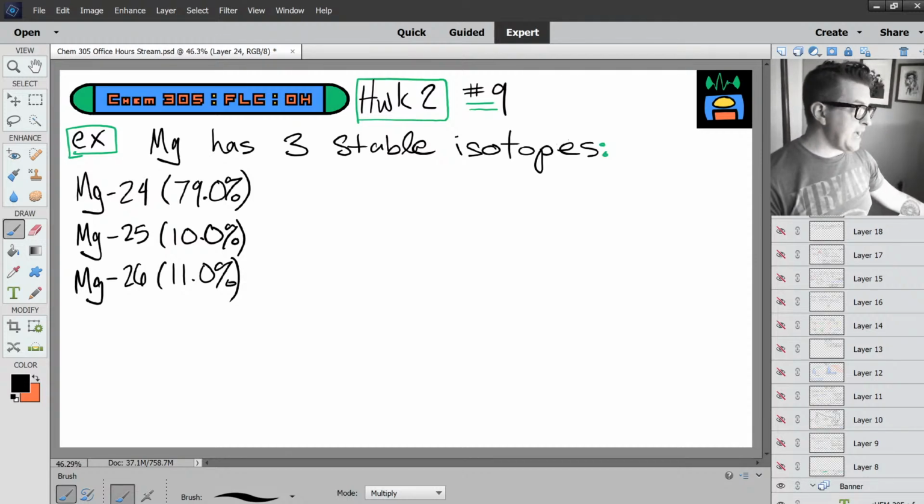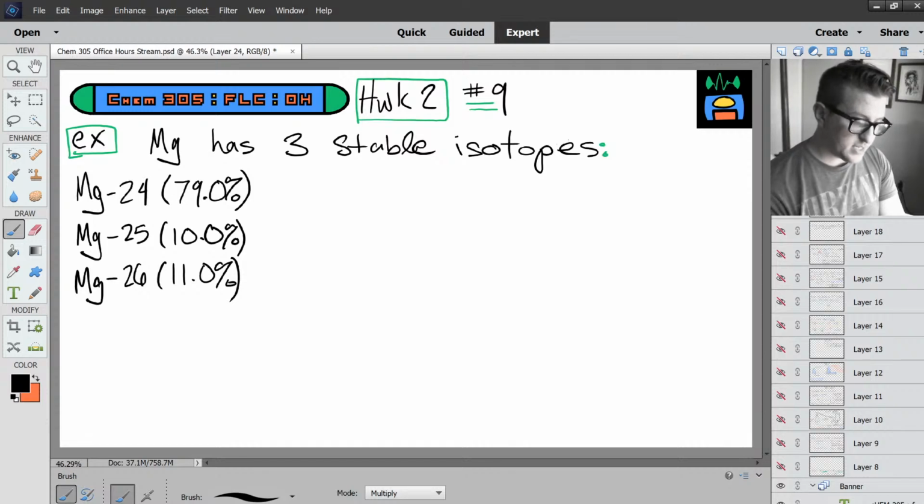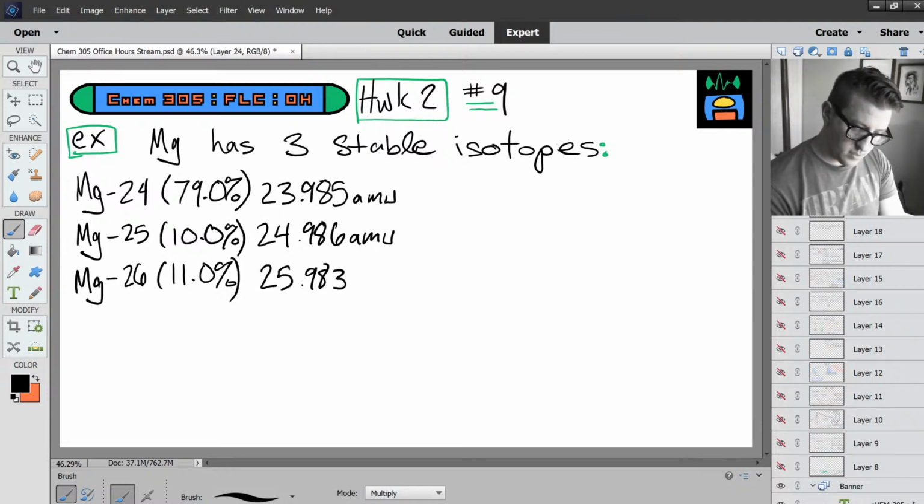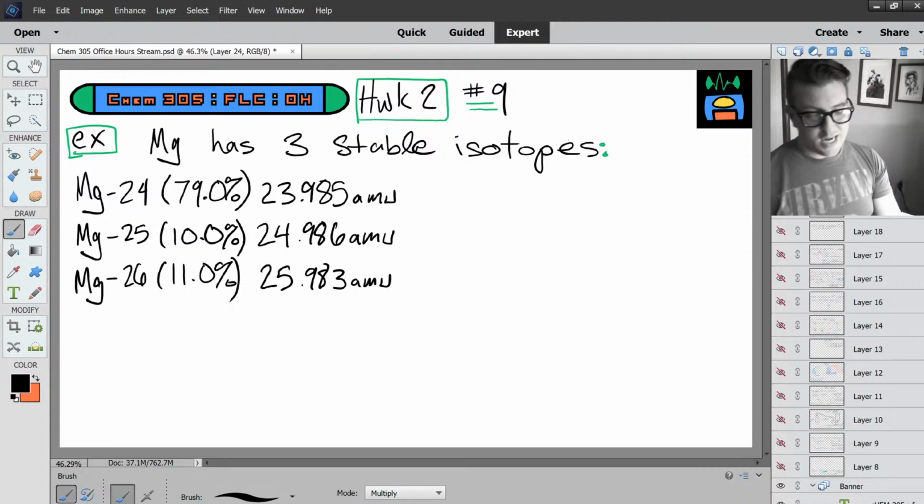And the mass of each: magnesium 24 is 23.985 AMU. Magnesium 25 is 24.986 AMU, and then magnesium 26 is 25.983 AMU. All right, and we need to determine the atomic mass based on this.